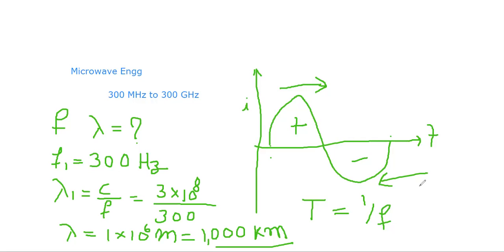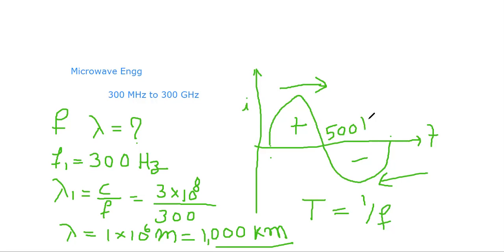So what is happening here with reference to the lambda? With reference to this lambda, what is your lambda? That is 1000 kilometer. So what happened? 1000 by 2, because it is divided into two parts, positive half cycle and negative half cycle. So it is going forward how much? 1000 by 2, that is 500 kilometer.